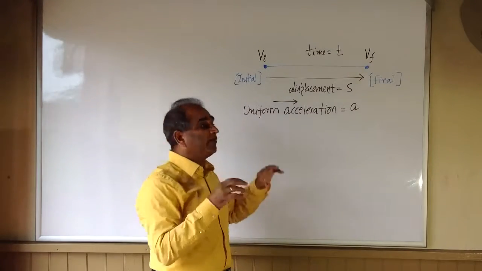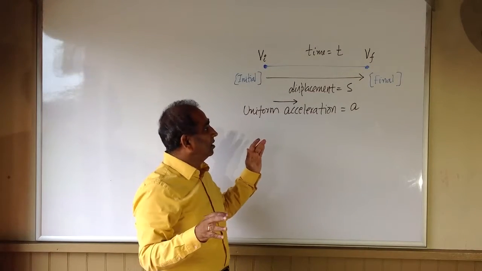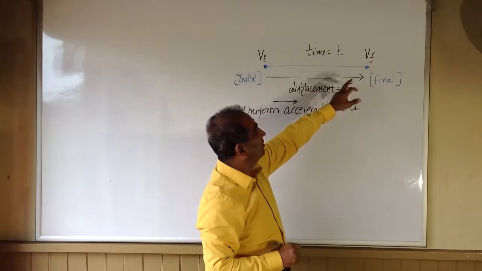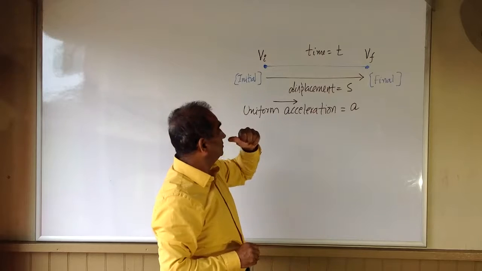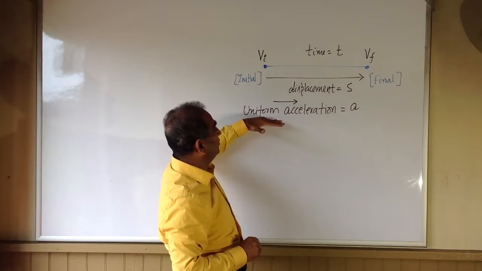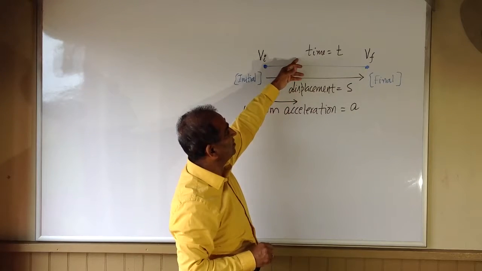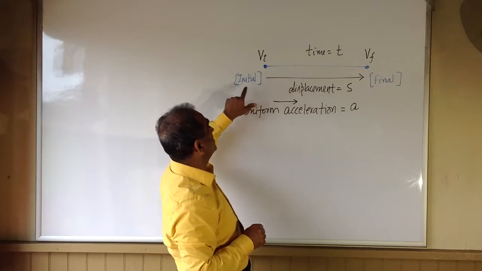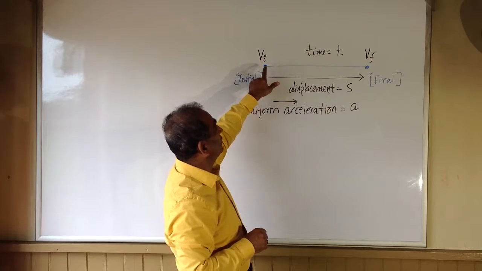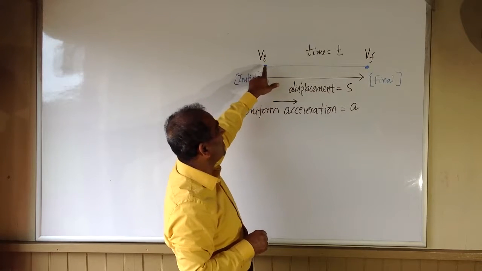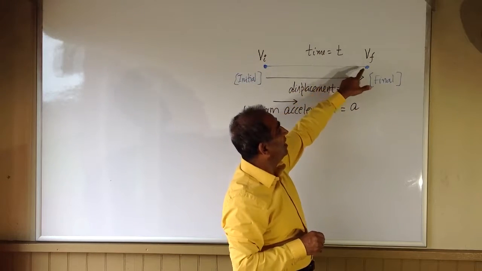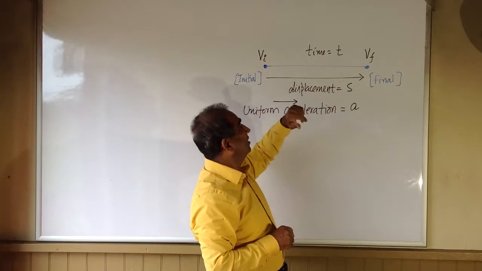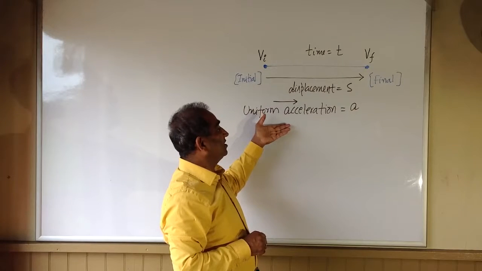Welcome back. Today we will talk about the relation between initial velocity, final velocity, displacement, uniform acceleration and time t. Let's assume that a particle starts at this initial point with an initial velocity v initial, travels for a time t and reaches this final point with a final velocity v final and with an acceleration a.